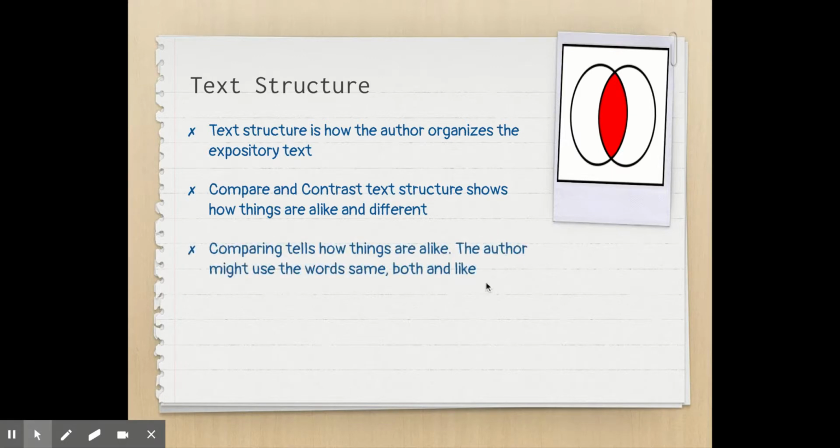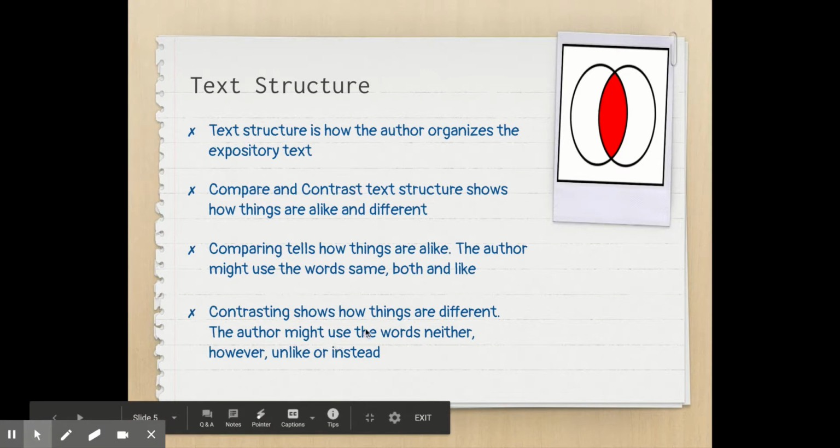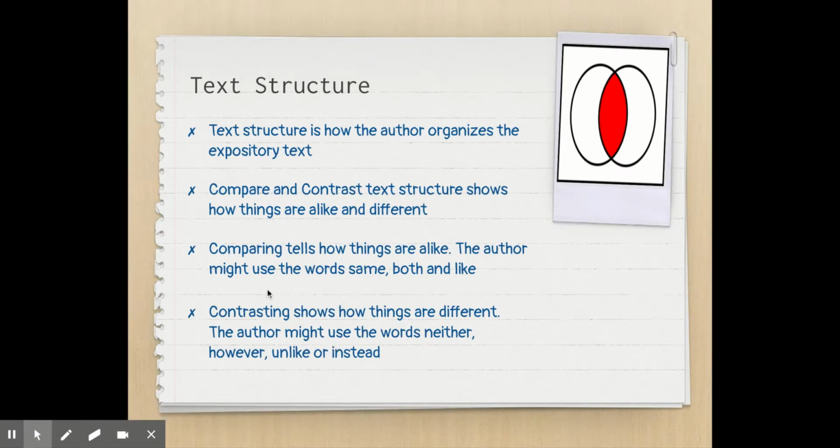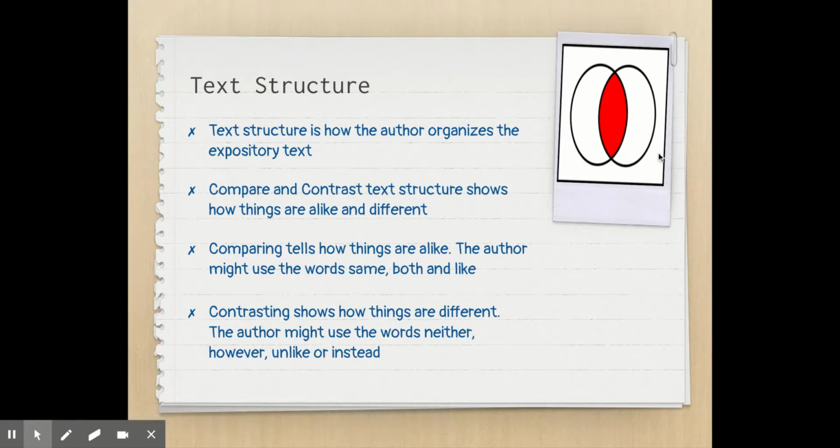When you compare, you are telling how things are alike. So the author might use words like the same, both, and like to show how things are similar. When you're contrasting, you're showing how things are different. So the author might use words like neither, however, unlike, or instead. So as we go through, we're going to be doing different activities, helping you guys to understand comparing and contrasting, but also making sure that we're seeing that in the text.